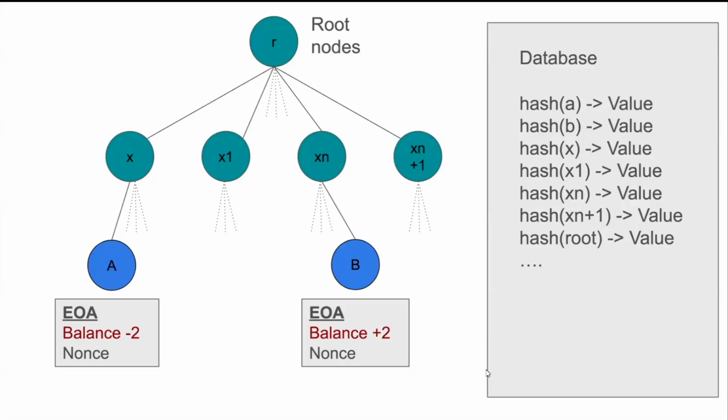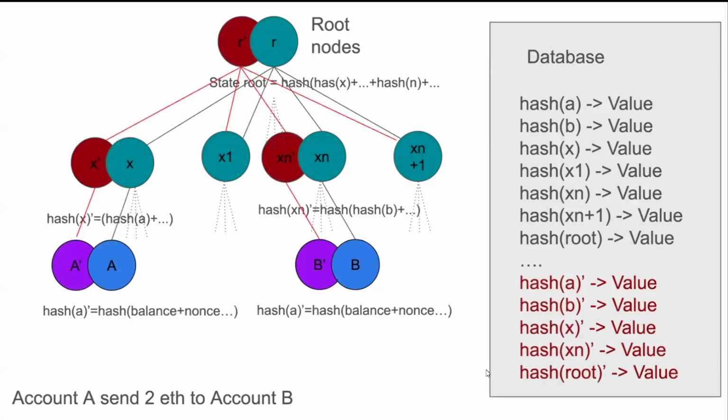So what I will do is modify the leaf that contains account A, because the balance will be updated, and I will also update the leaf that contains account B. As X depends on A and Xn depends on B, the hash of X will also be updated. It will be the same for Xn, and the same for the root node, because the root node depends on X and Xn. As we are saving by hash, this modification will create 5 new entries in the database.